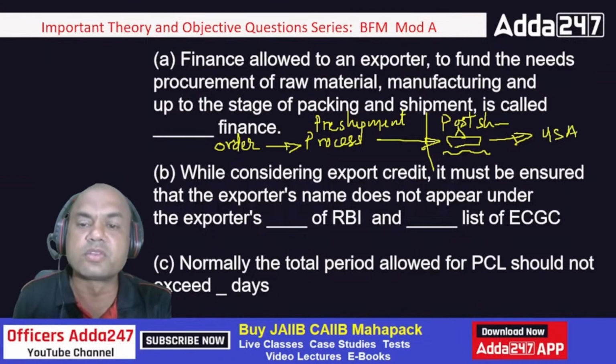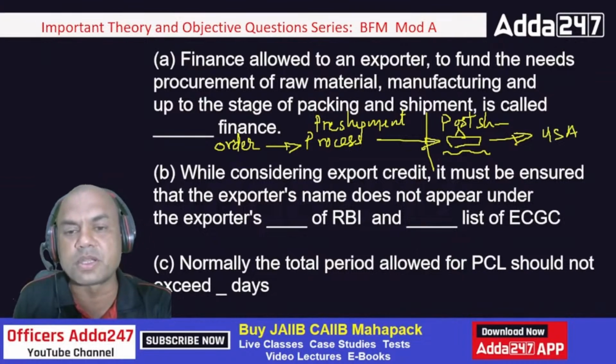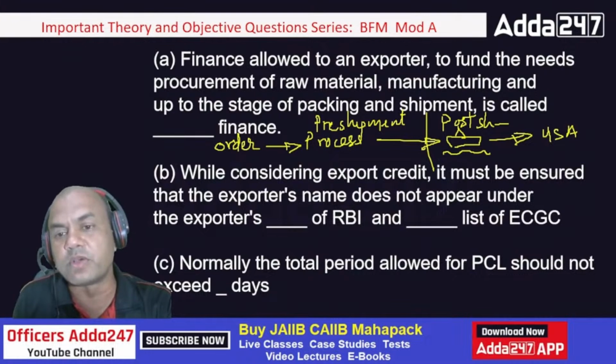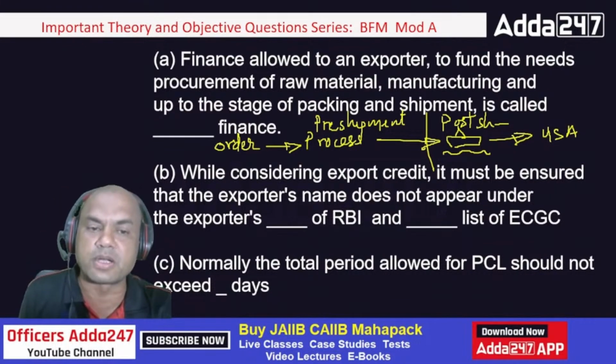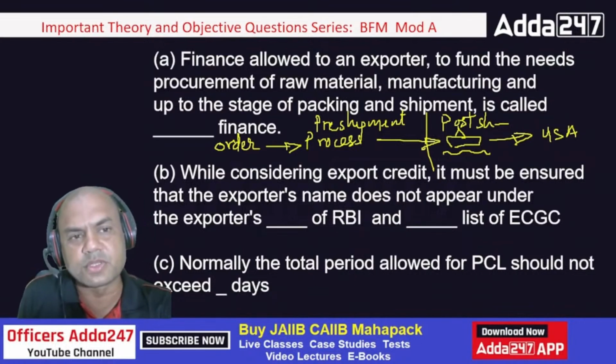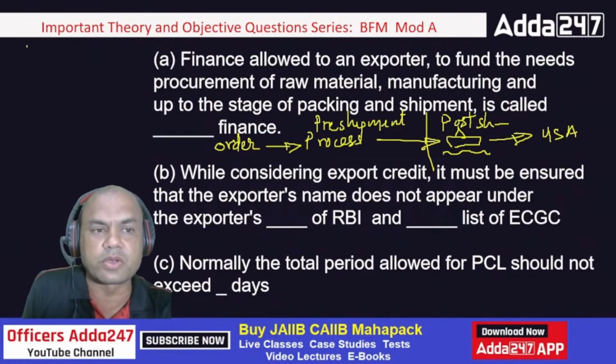So this part up to the part of shipment is known as pre-shipment. And once the goods are shipped, it is known as post-shipment. So this is known as what? Pre-shipment. There are two names to this. One is pre-shipment. I'll write it over here.